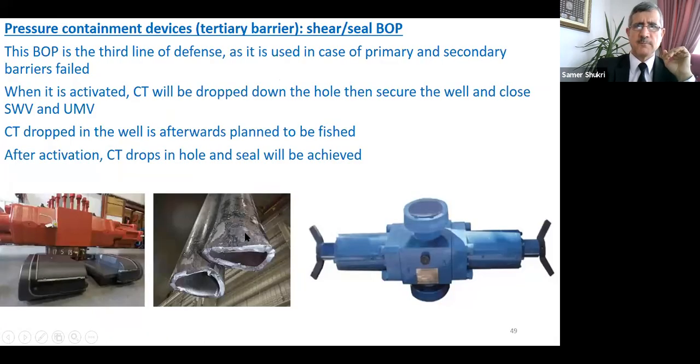We'll go through them. You see, tertiary barrier. If primary and secondary barrier fail, then we have to activate the tertiary barrier, which is the shear seal BOP. It is cutting the coil tubing as if with a knife. You see it like a knife. It can close like this and seal against the well.